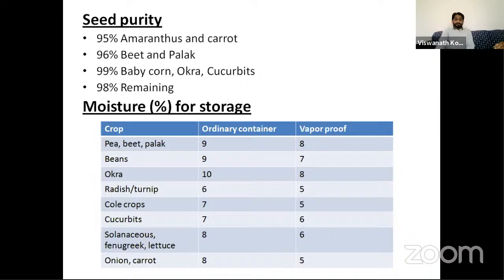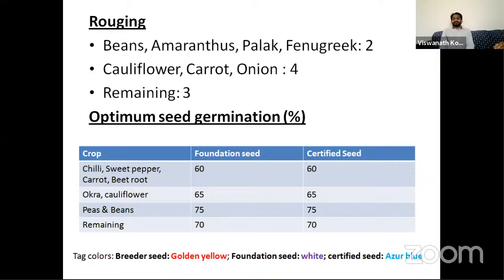In seed production, one important infrastructure operation is roguing. That means we have to visit the seed production fields and frequently remove the off-types, weed types, and diseased plants to ensure good quality seed production. The number of roguings varies for different crops, such as beans, amaranth, and pollard. It depends upon the method of seed production and the duration of seed production also. Next, optimum seed germination percentage.